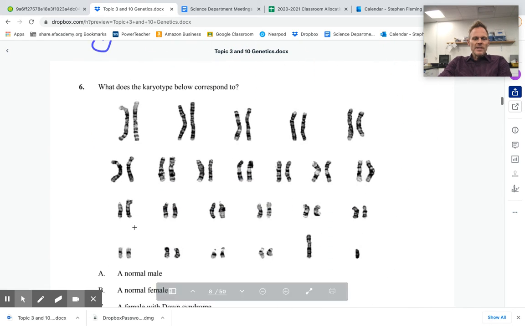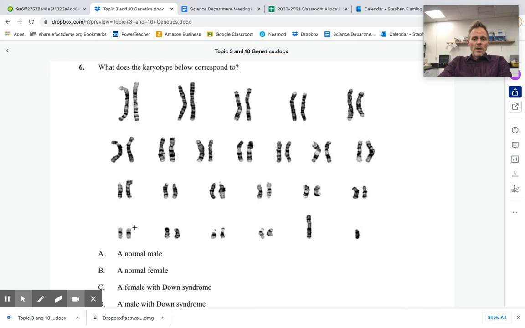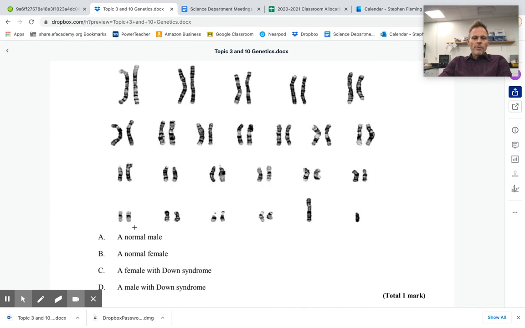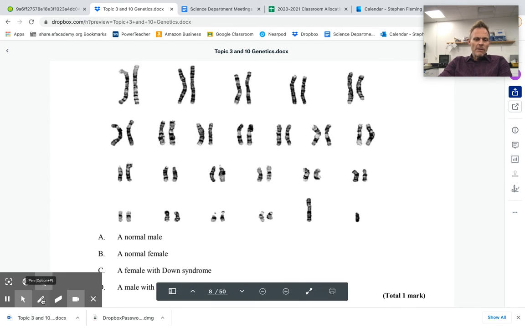Question number 6 says, what does a karyotype below correspond to? So remember, karyotypes, sometimes they call them karyograms, are a way to look at our homologous chromosomes. Homologous chromosomes 1 through pair 22, plus down here, the 23rd pair are our sex chromosomes.